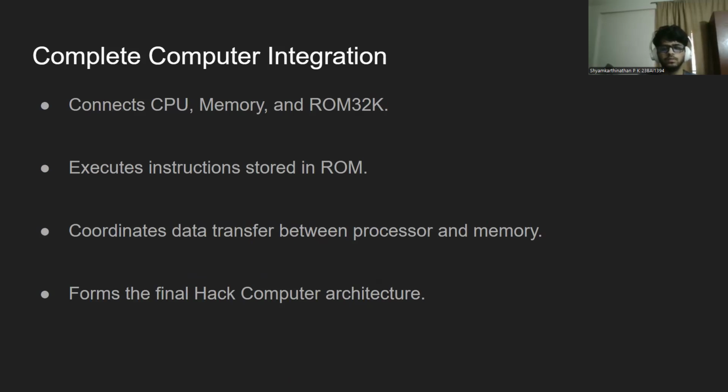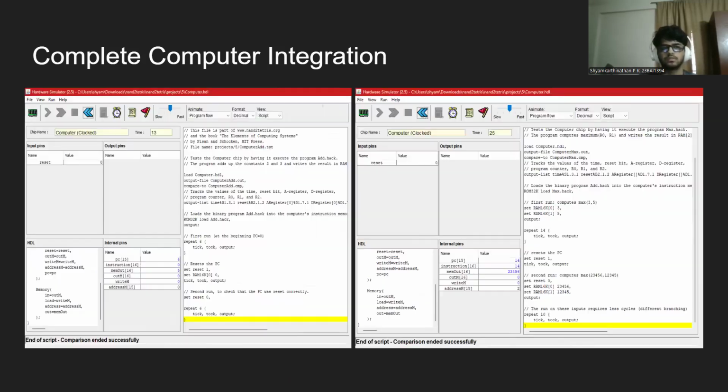The Computer chip integrates the CPU, memory, and ROM components into one complete architecture. It enables the Hack computer to fetch instructions from ROM, process them using the CPU, and interact with memory components during execution. Successful test outputs confirm the proper working of the complete integrated computer system.